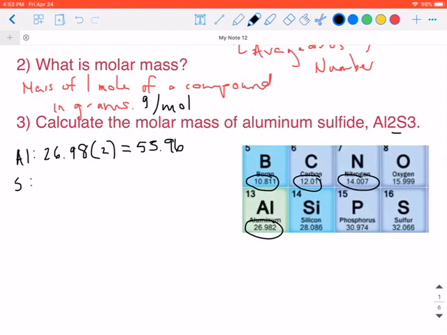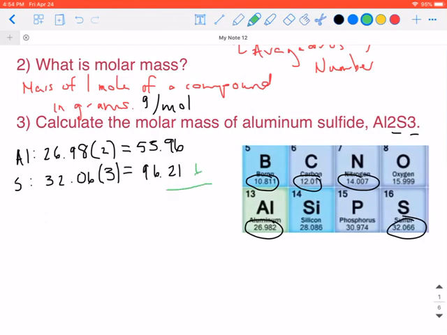Okay? So then in the formula, I have sulfur as well. There are 3 of them. So sulfur's weight is 32.06. And guys, I always recommend when you're working with molar masses to go out 2 decimal places, for accuracy purposes. So since I have 3 of them, S3, I'm going to multiply 32.06 times 3, and I get 96.21.